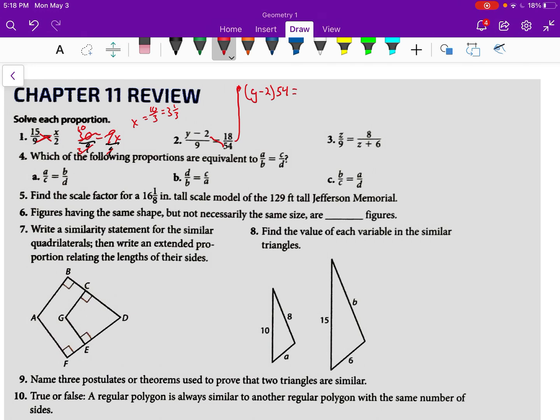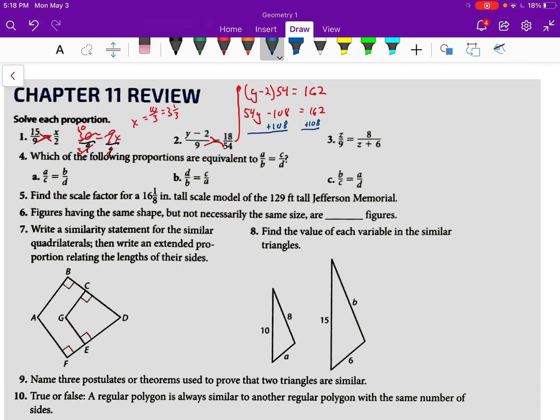And then 9 times 18 is 162. So we'll distribute the 54. There's a couple different ways to solve this, but it's kind of the standard way. 54y minus 108 equals 162. We will add 108 to both sides.